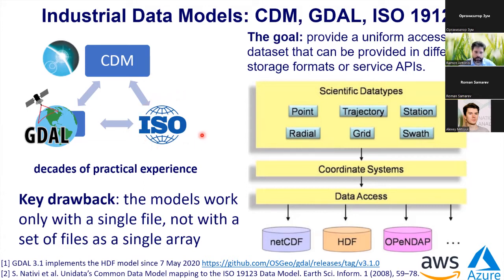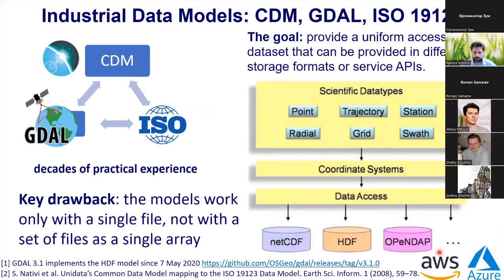The most widely used industry standard array data models are Unidata Common Data Model, GDAL data model, and ISO. So they're mappable to each other to some extent. All of them pursue the same main goal, to provide uniform access to a data type that can be provided in different storage formats or service APIs, for example, in the cloud. These models resulted from decades of considerable practical experience, but they share a key drawback. They work only with a single file and not with a set of files as a single array. However, a data set is usually split into multiple files.